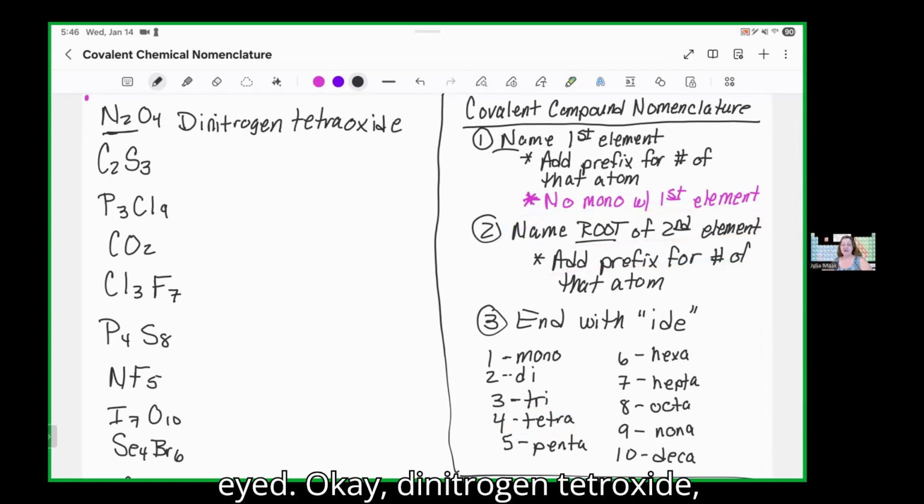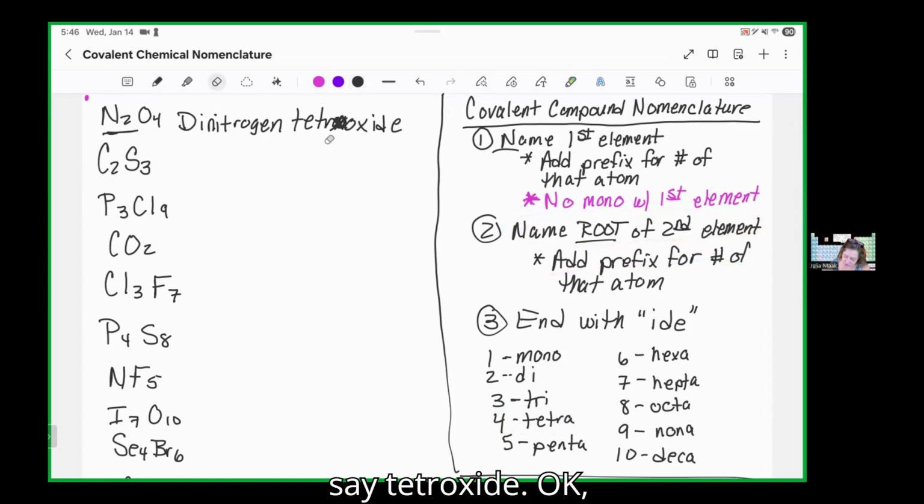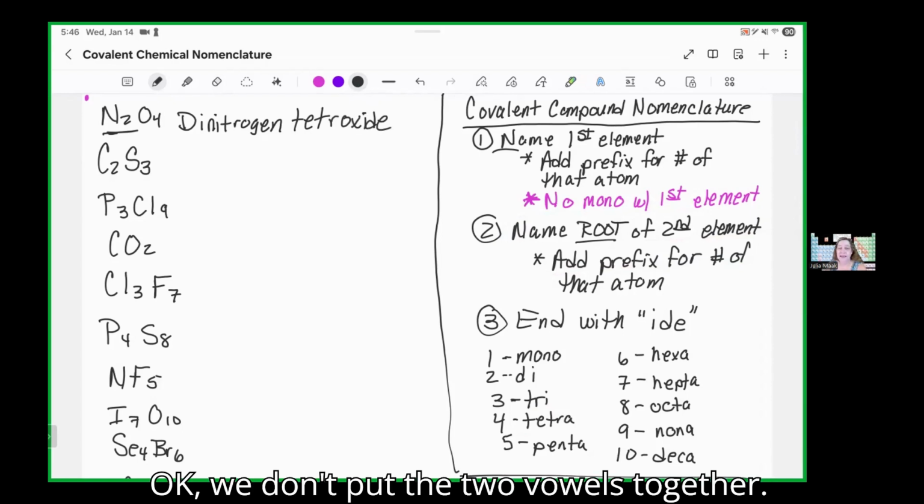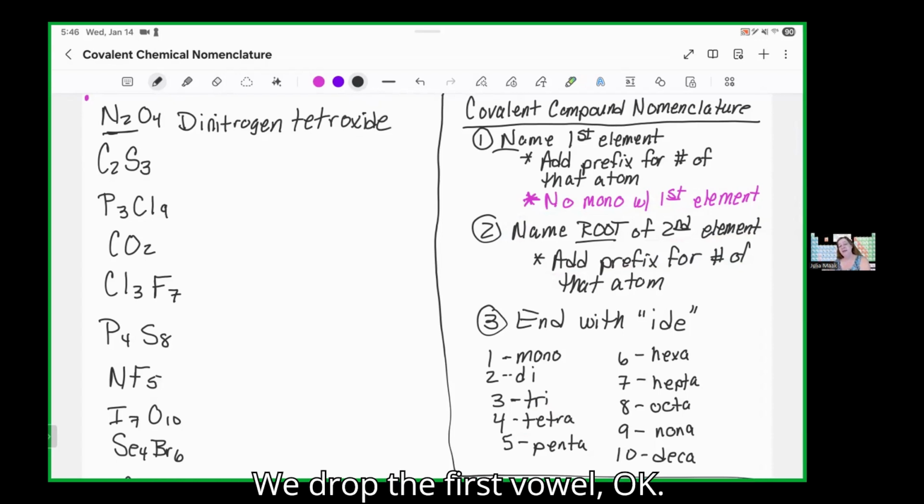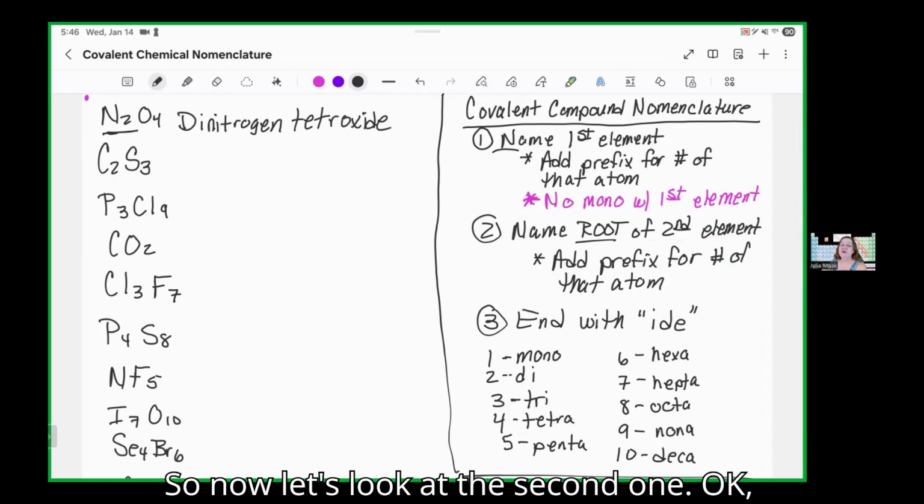Okay, dinitrogen tetraoxide. But we don't put 2 vowels together because it just sounds weird. So we drop the A and we just say tetroxide. So dinitrogen tetroxide. We don't put the 2 vowels together, we drop the first vowel. Okay, so now let's look at the second one.